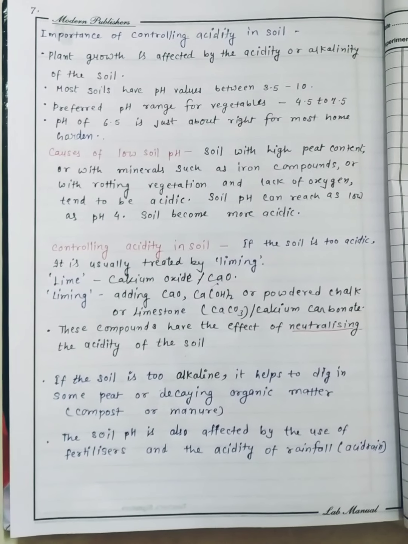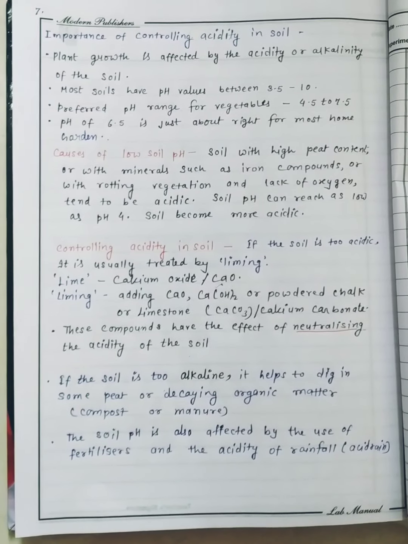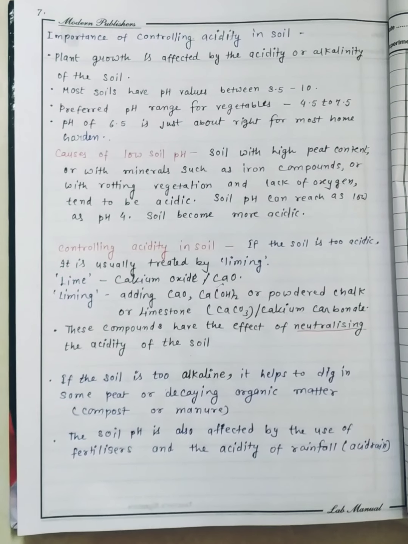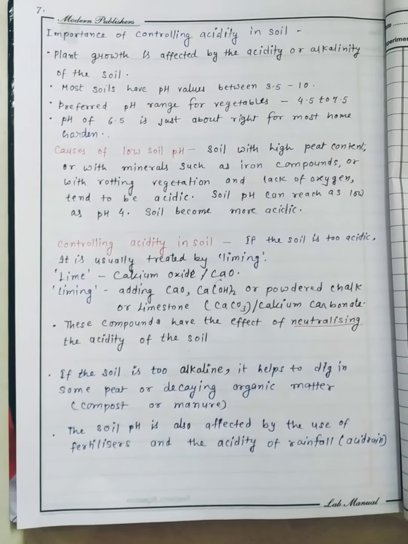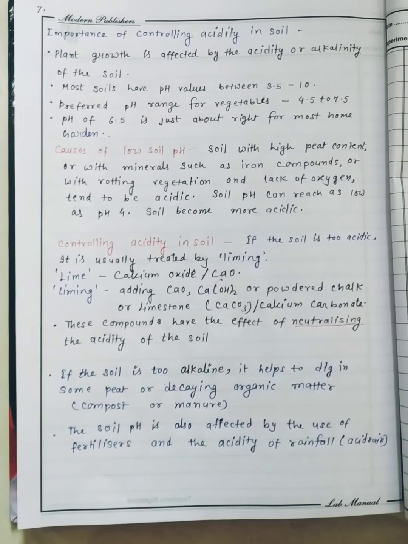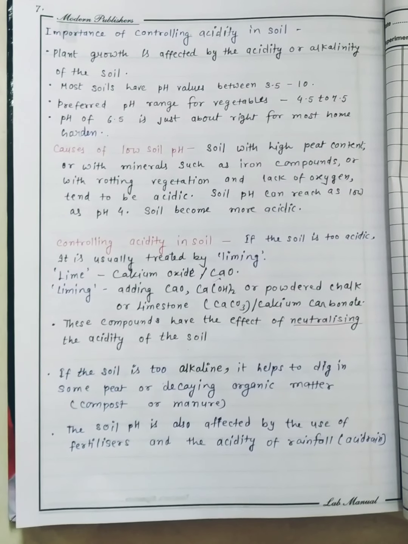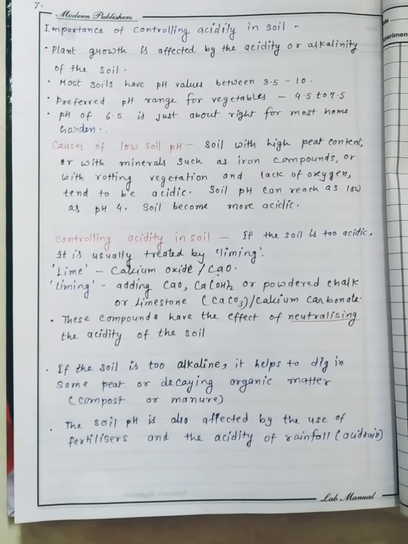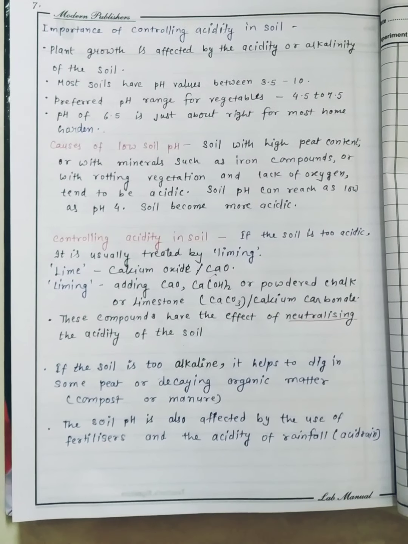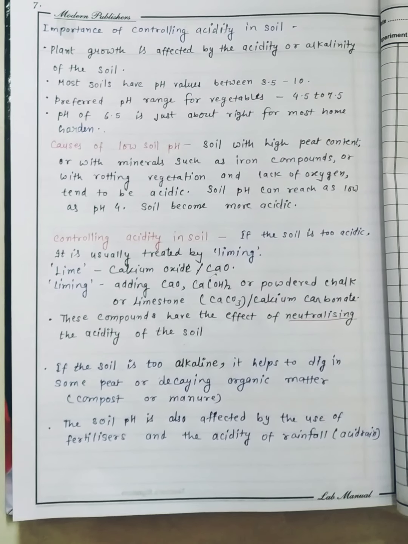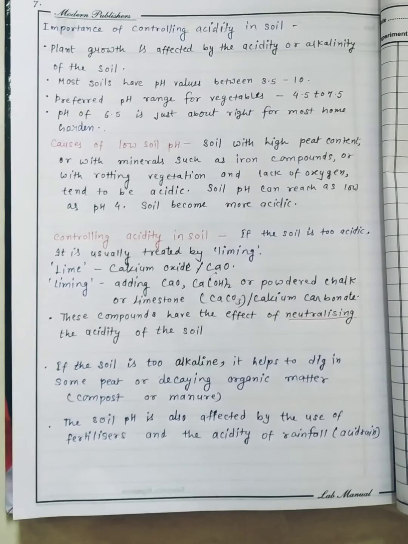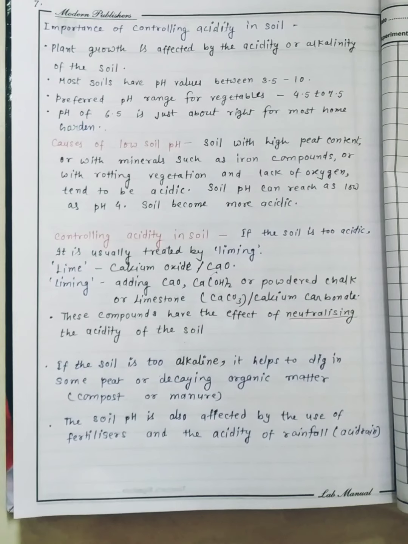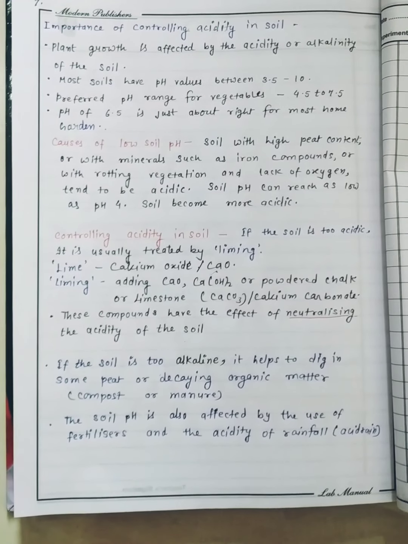How will you control the pH of soil? The acidic soil. So controlling acidity in soil, we can use few things. The process is known as liming. If the soil is acidic, we can use lime. What is lime? Lime is calcium oxide. The formula of calcium oxide is CaO.